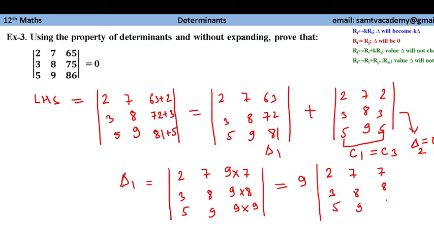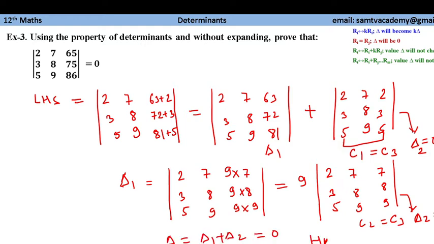Now what you see is that column 2 is equal to column 3. So this determinant 2 is equal to 0. So as we see, the determinant is equal to determinant 1 plus determinant 2, which is equal to 0, hence proved.